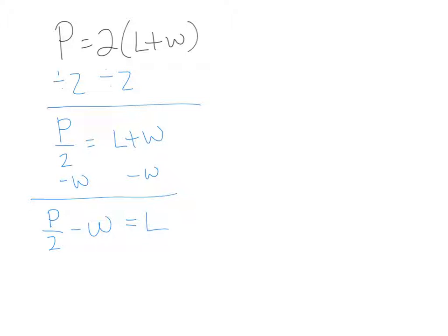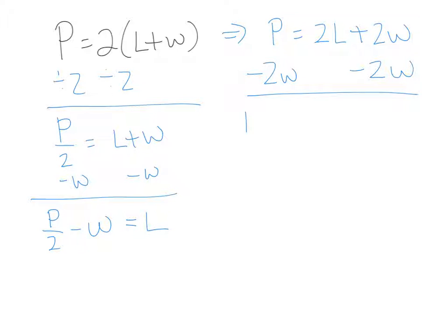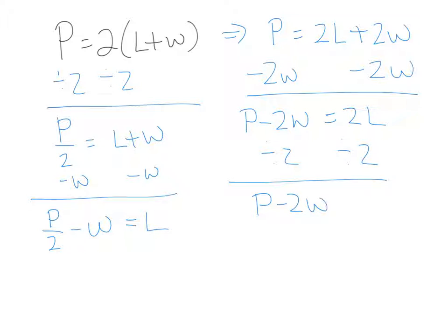Another approach might be to distribute first, so let's take a look at what that looks like. If we distribute, we're going to get P equals 2L plus 2W, and then we're going to be able to subtract 2W from each side. Remember, we're solving for L, so subtract 2W from each side. That isolates the variable term, and now we're going to divide each side by 2. And what we're going to get is P minus 2W over 2 equals L.